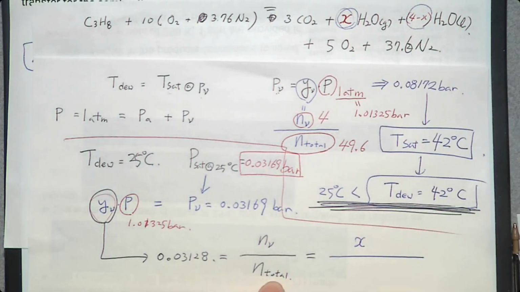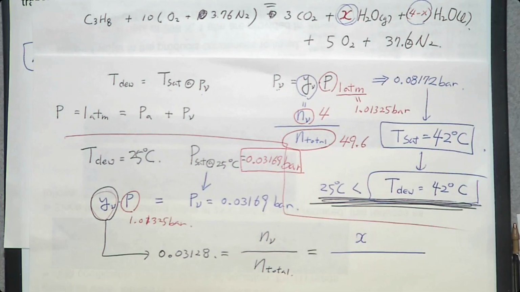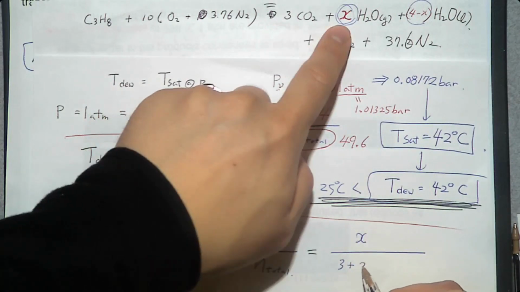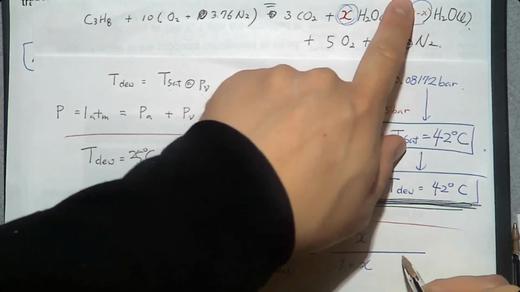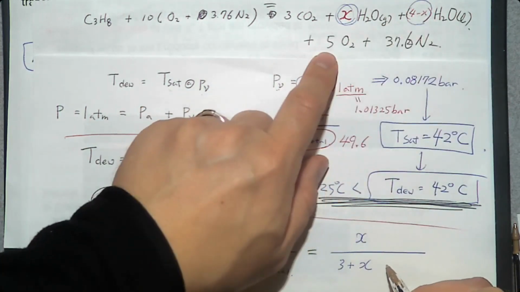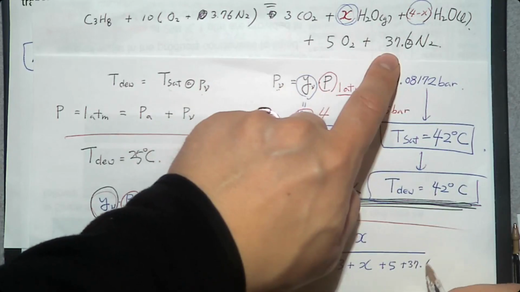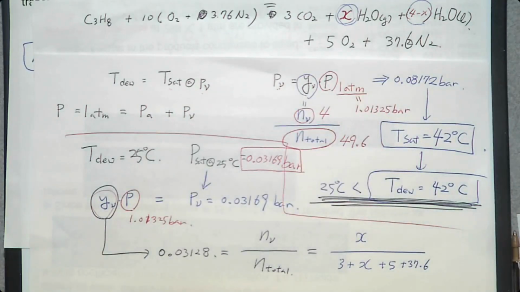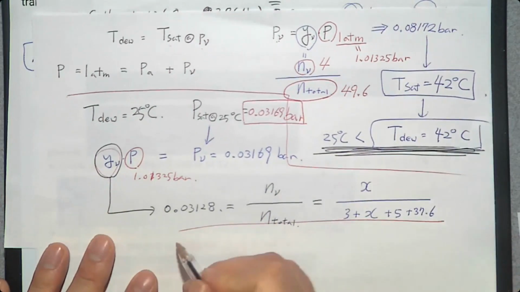How do you determine the total number of moles? 3 plus X plus 5 plus 37.6 plus 4 minus X? Not anymore, because 4 minus X is the number of moles of liquid. That's not a part of the gas. So this time the number of moles can be determined by 3 plus X, plus 5 plus 37.6. That liquid doesn't affect the pressure. If you solve it, you get X.